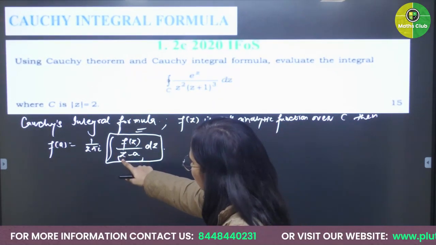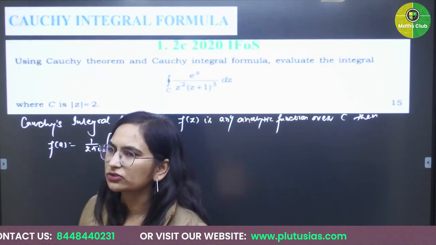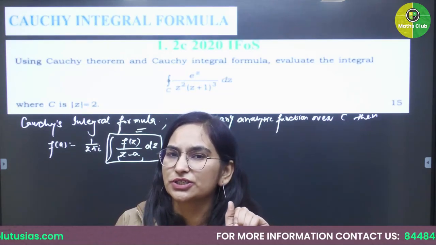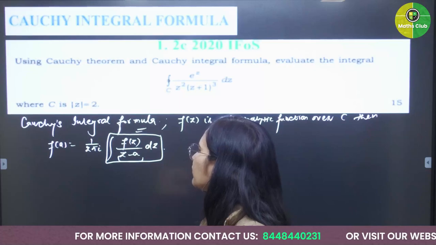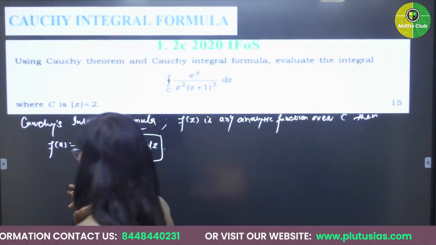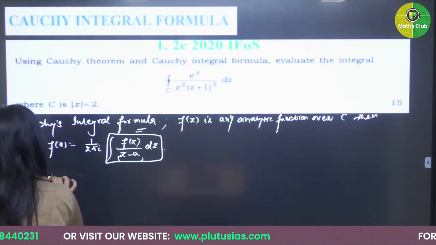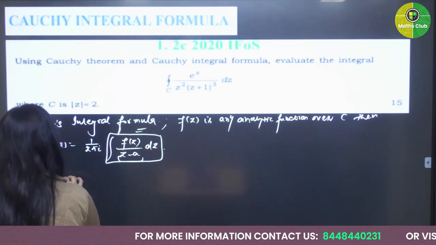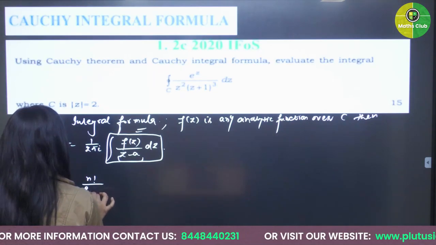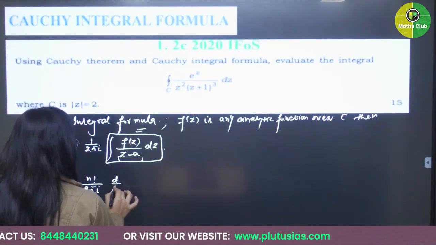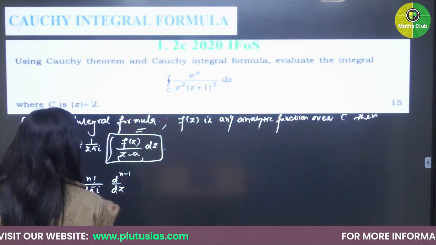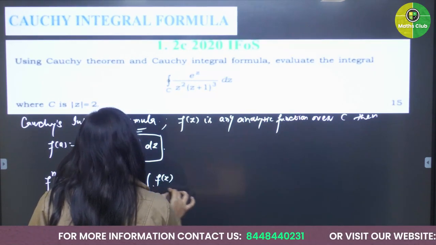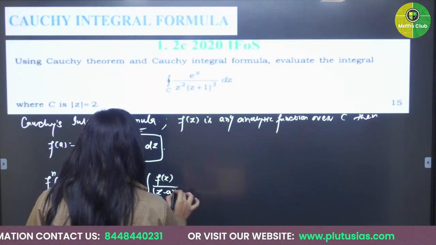But how would you compare here? You need z minus a to be a single factor. Either its power can be there, but the factor should be linear. We also have the derivative formula, how we find the derivative. If you want to find the derivative from here, what is it? If you have the nth order derivative at a, that is f^(n)(a), then it would be n factorial/(2 pi i) d/dz, this would be n minus 1 times, derivative of whatever you have, f(z) over (z minus a), and its power would be n, dz.